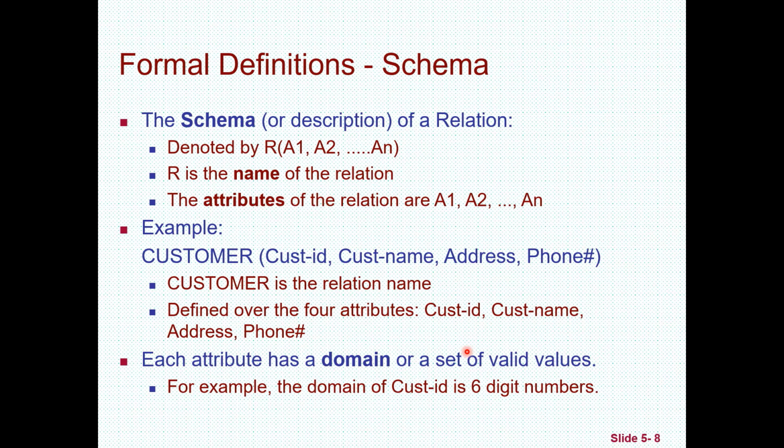ወደ ፎርማል ዴፊኒሽናችን ስንመጣ ስለ schema or description of a relation will denote by capital R. Okay, this is the relation with A1, A2 and AN, where R is the name of relation and the attributes of relation are A1, A2 up to AN. Okay, so A1 is attribute 1, attribute 2, attribute 3, attribute 4, and up to attribute n. For example, let us take the customer example.